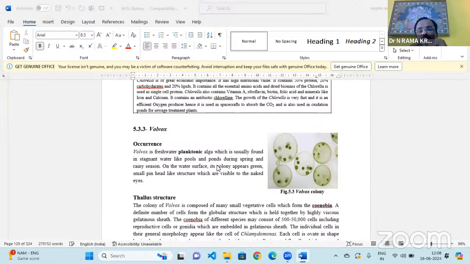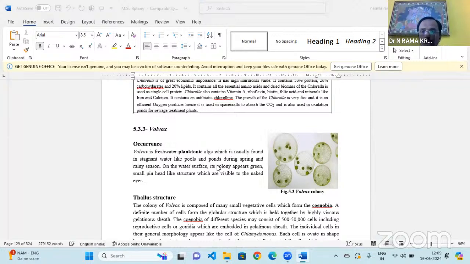The flagella are also most important. Flagella allow movement from one place to another, as in Chlamydomonas. Many species possess flagella at some stage of their life cycles, which are typically used for locomotion. Flagella are usually of equal length, commonly two, sometimes more than two. The thallus organization is unicellular and multicellular.